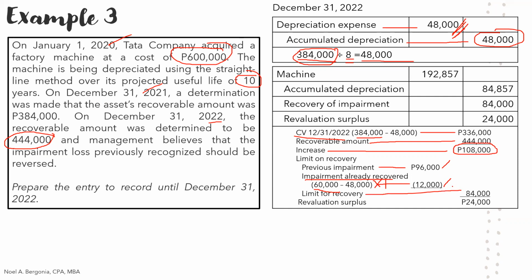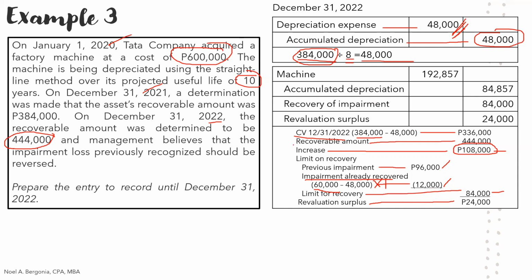Okay, so as you have seen, mamaya in the entry above, there was a recovery na 84,000. Okay, and the excess now of the increase and the recovery po natin will now be charged to the revaluation surplus, no? So we will be applying now our concept of revaluation surplus based on our discussion in the measurement after initial recognition. Okay? So, of course, since may revaluation surplus, we need to apply yung ating what?